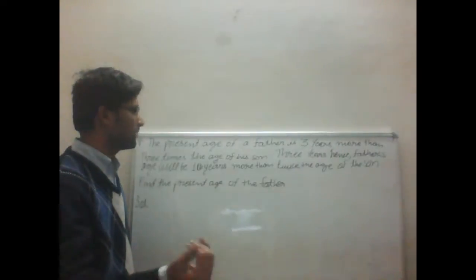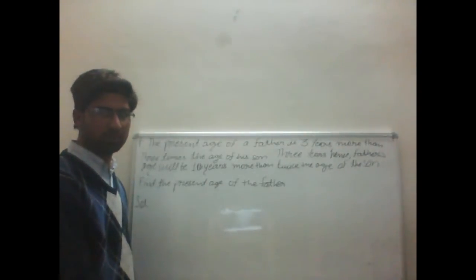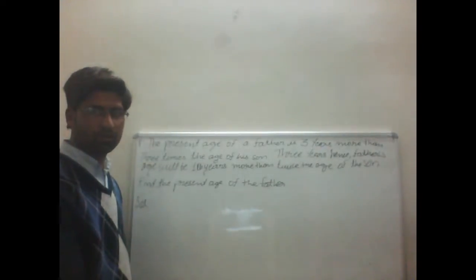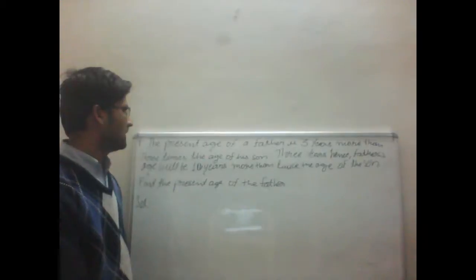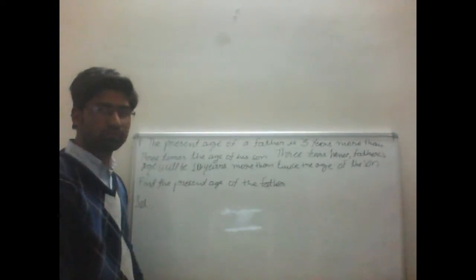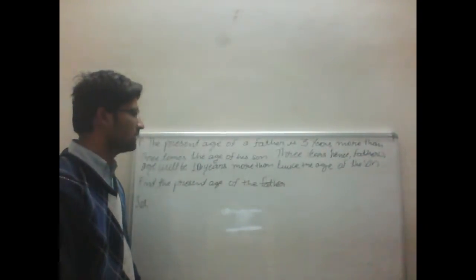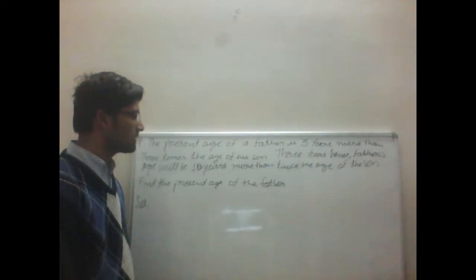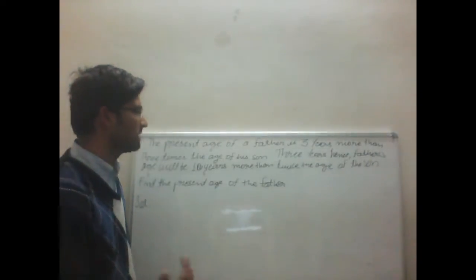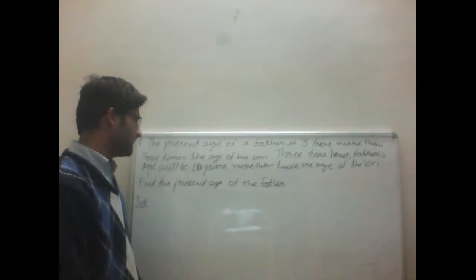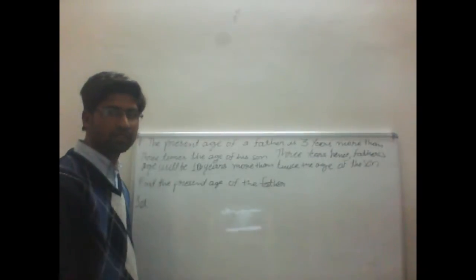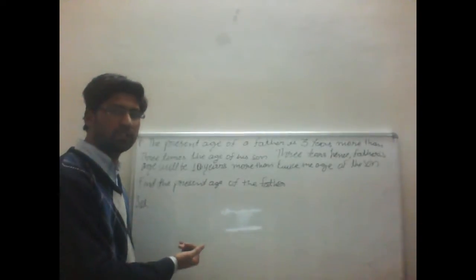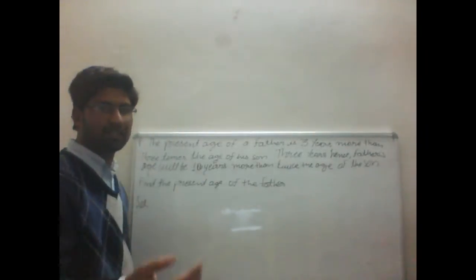The present age of a father is given. What is his present age? 3 years more than 3 times the age of his son. Clear? 3 years hence, father's age will be 10 years more than twice the age of the son. Find the present age of the father. Again, time machine, 10 years later, 2 years back, present age. Let us try to solve the question.